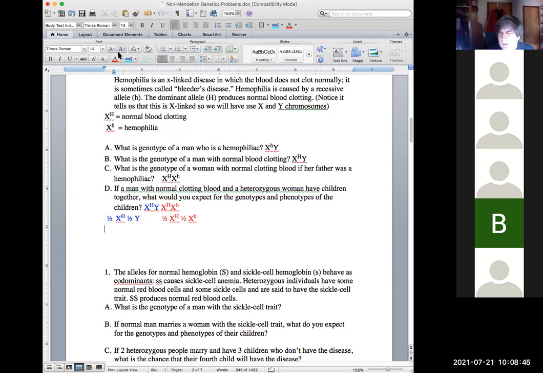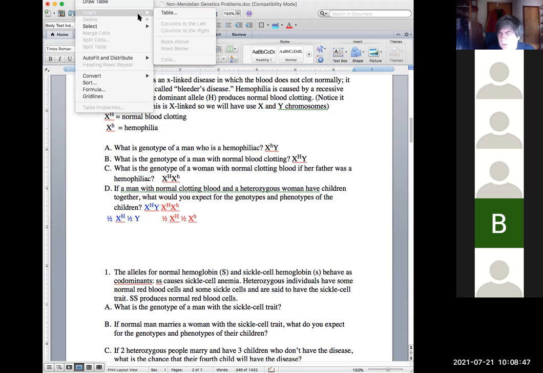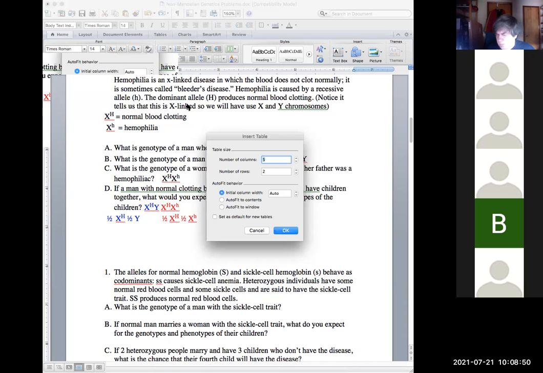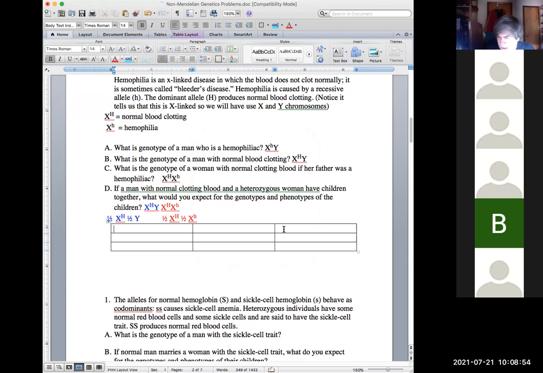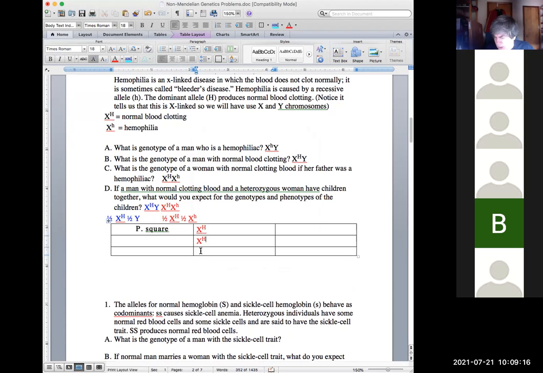Okay, so now we're going to make our Punnett square to figure out what type of results we see for our children. One of the crucial things we have to do in an X-linked problem is remember that we have to keep the X and the H together. They're a single unit, so they can't be separated.